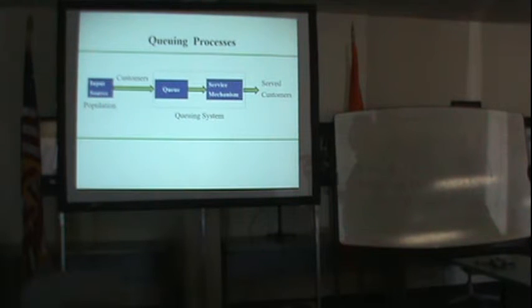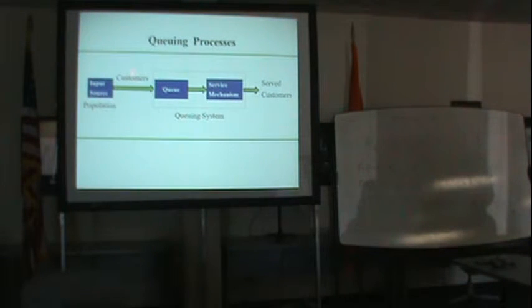Same thing with services. So, the customers arrive at the queue, then from the queue go to the service mechanism, and from the service mechanism go out as served customers. So there are, in particular, two rates again. One here is the rate of arrival, and this is the service completions.